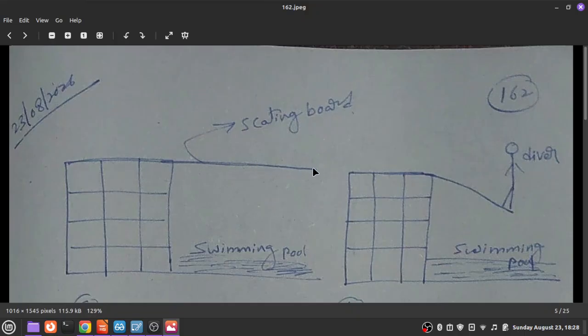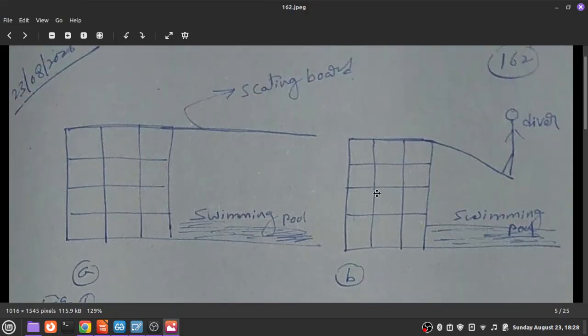When a diver is present at the edge of the board like this in figure B, what is happening? The board is bending, as if it is going to rotate, but it is not rotating. Once the diver jumps into the swimming pool, the board will come back to its initial position. So here the force is causing the board to rotate, but it is not rotating, because the board will come back to its initial position once the diver has jumped into the pool.